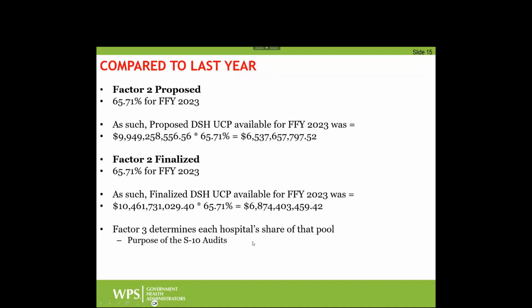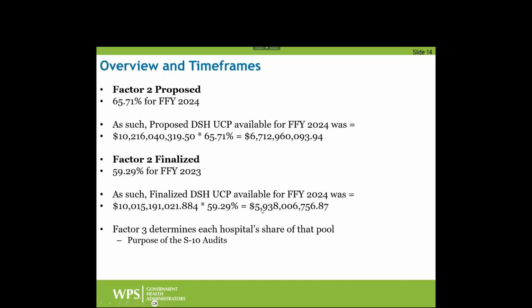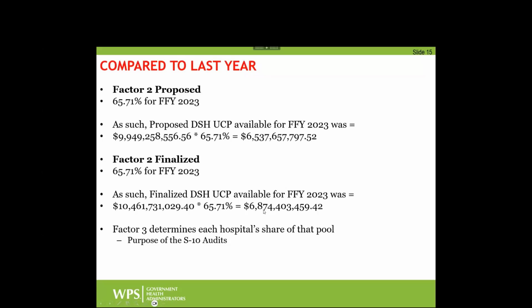Now, compared to last year, so let's take a look here. The final for 2024 that we're already in was 5.9 billion. Last year it was 6.8 billion. So that's a pretty big drop year over year. And again, each hospital gets their share. So it all fluctuates year after year depending on the DSH payment data, the S-10 data, all of that.